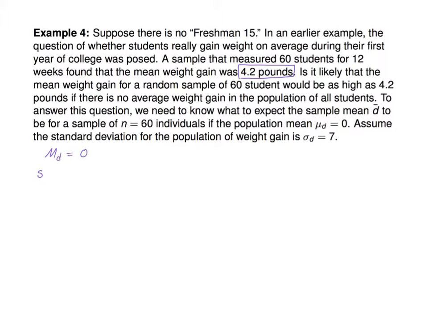Find me the standard deviation of D bar. That's sigma sub d over root n. That tells me how much variation I'm going to have in samples of 60, assuming the population standard deviation is 7. So that's 7 over root 60, which is 0.903. I think I got 0.904.